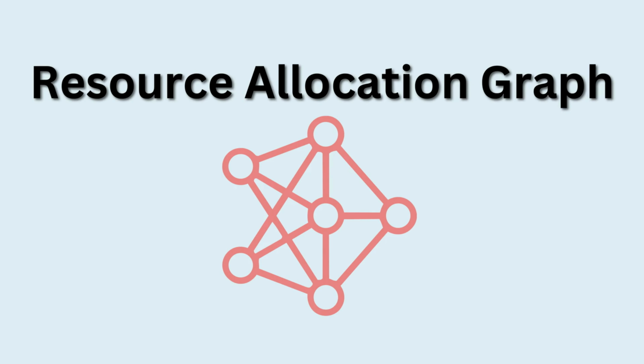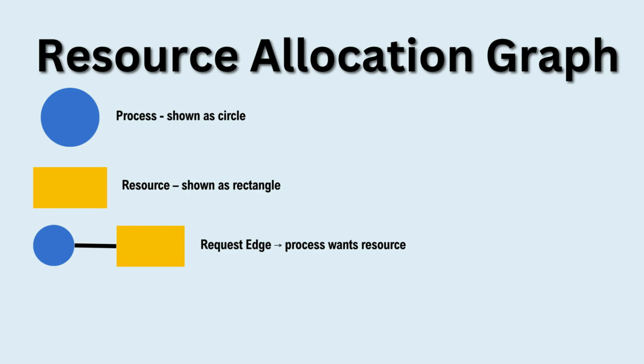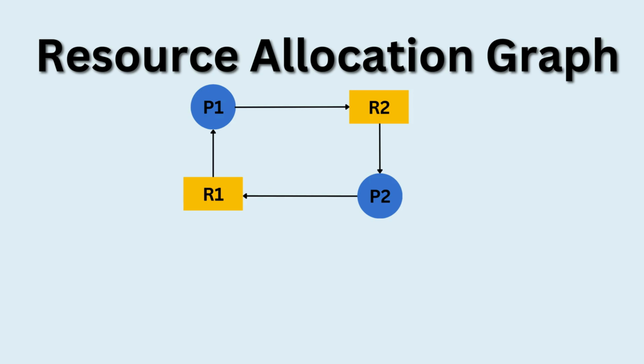Before we get into solutions, let's talk about how we visualize deadlocks. The standard tool is the Resource Allocation Graph or RAG. Processes are shown as circles and resources are shown as rectangles. There are 2 types of edges. A request edge goes from a process to a resource, which means the process is waiting for the resource. An assignment edge goes from a resource to a process, which means that the resource is currently held by that process.